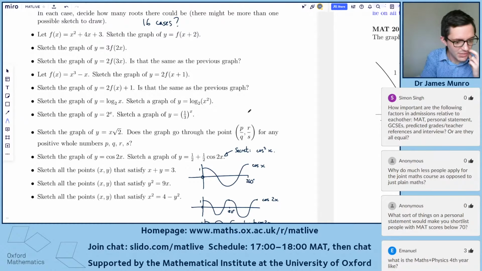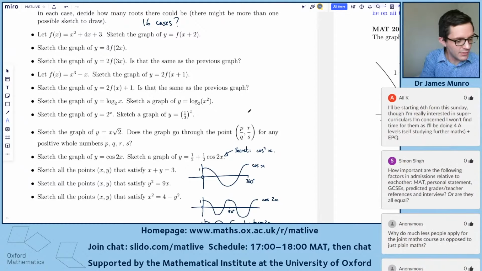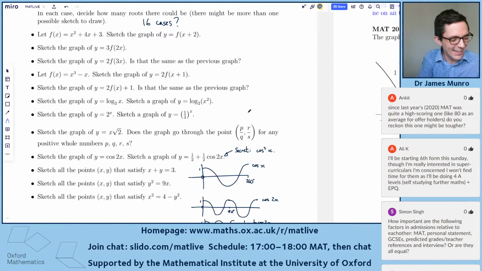Someone starting sixth form. Good. You're doing 4 A-levels and an EPQ, my word. Last year's MAT was quite high scoring. Do you reckon this one might be tougher? I've said a few times today, we have a really hard time judging exactly how hard people are going to find the questions. So no comment.